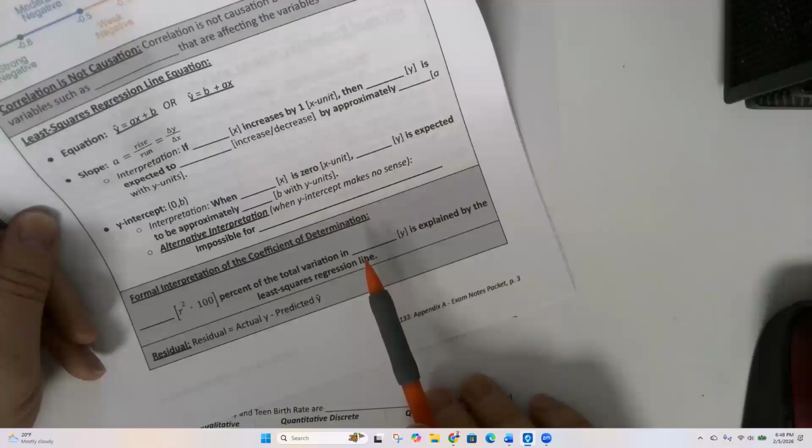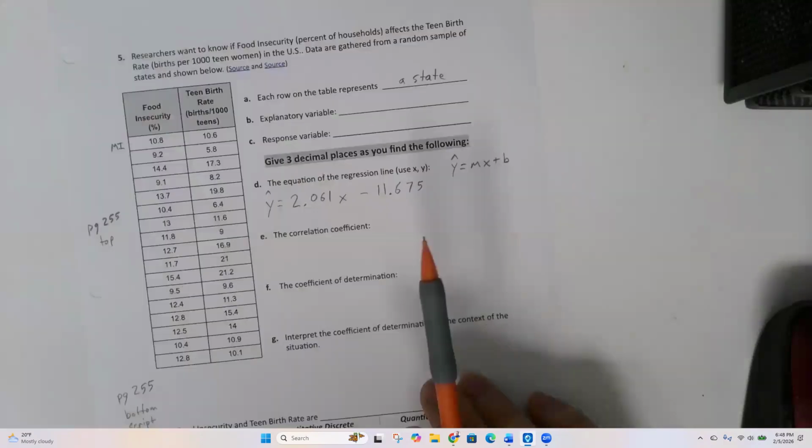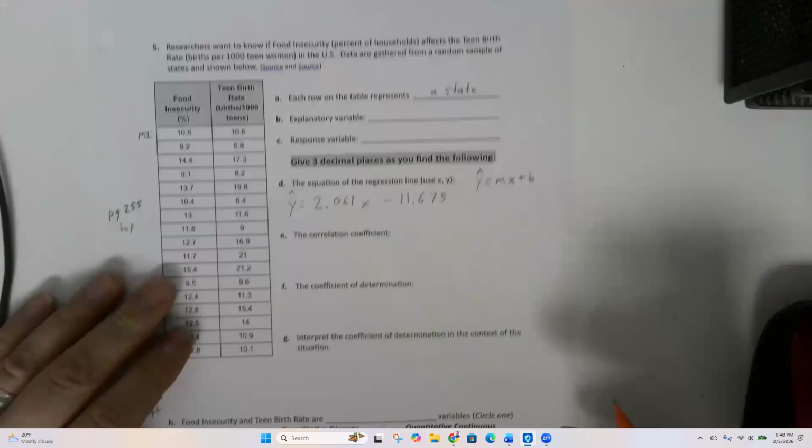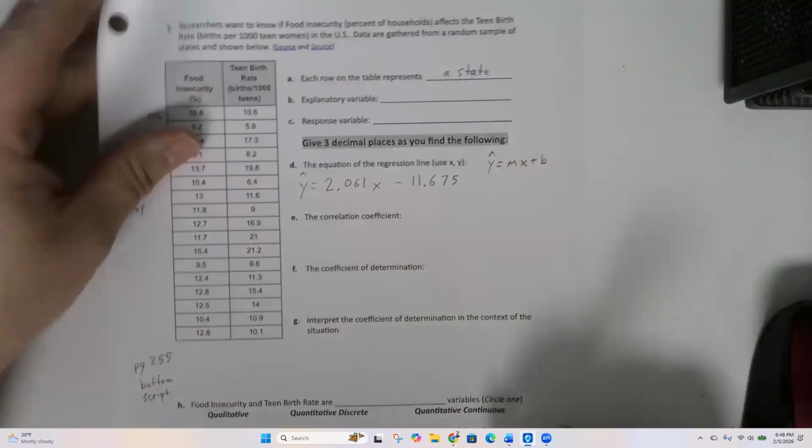This is the way I want you to write it, not the way that you might find it on Google or if you are using some AI that you're not supposed to. Write it the way that we have it on page 255.